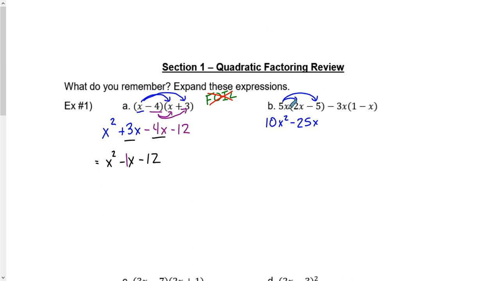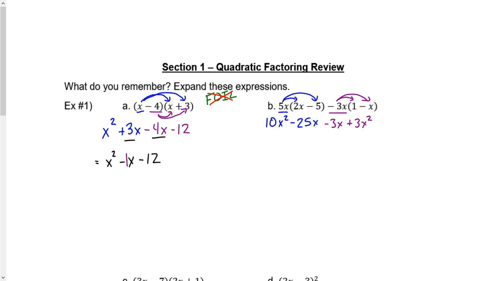So that takes care of the 5x. On the next part, we see that the entire term in front of this set of brackets is a negative 3x, which means we are going to be taking a negative 3x and distributing it inside that set of brackets, which means negative 3x times positive 1 is a negative 3x. Negative 3x multiplied by negative x will be a positive 3x squared.